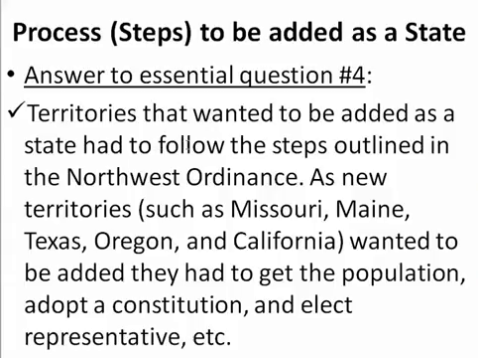Okay, so territories that wanted to be added as a state had to follow the steps outlined in the Northwest Ordinance. As new territories like Missouri, Maine, Texas, Oregon, and California wanted to be added, they had to get the population, adopt a constitution, and elect representatives, etc. That's how it impacts the addition of new states.